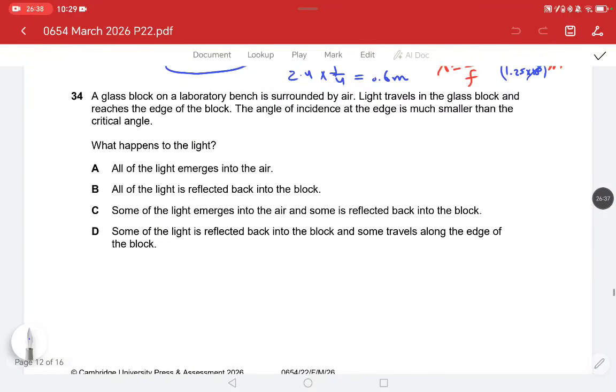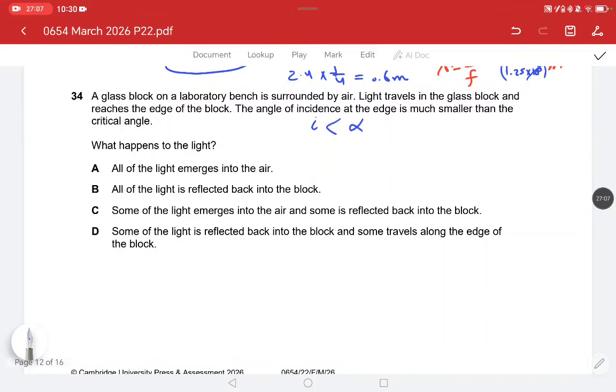Okay, so let's go back to our exam. 34, a glass block on a lab bench is surrounded by air. Light travels in the glass block and reaches the edge of the block. The angle of incidence at the edge is much smaller. So I is much smaller than the critical angle. Okay, what happens to the light?